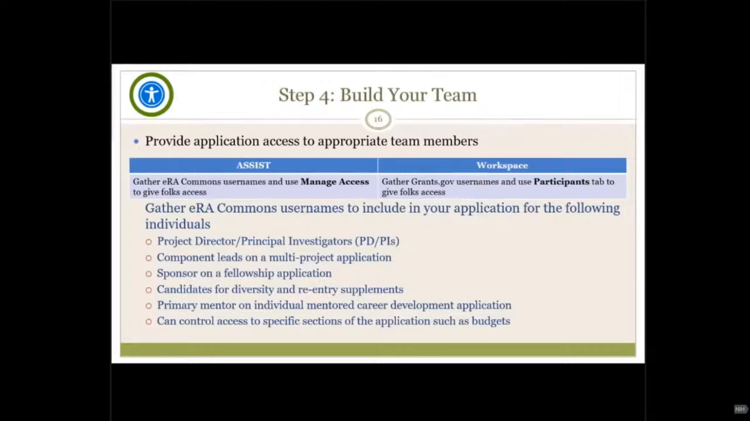The next step is building your team. So we've already talked a little bit about pulling everyone in that you think will be involved. Both ASSIST and Workspace have specific tools called Manage Access and Participants respectively that allow you to grant access to other individuals to work on the application. And you can control what sections of the application they can see and whether they have read or write privileges, and you can effectively block them from seeing things like the budget.